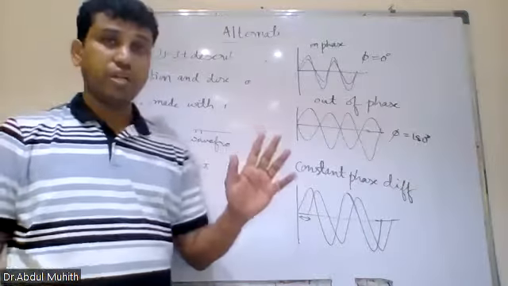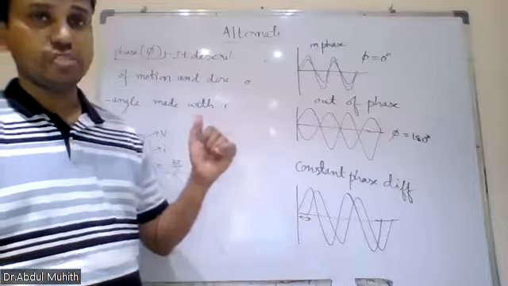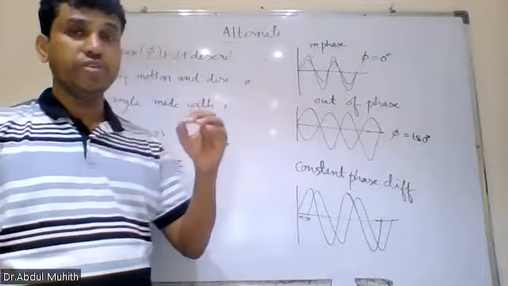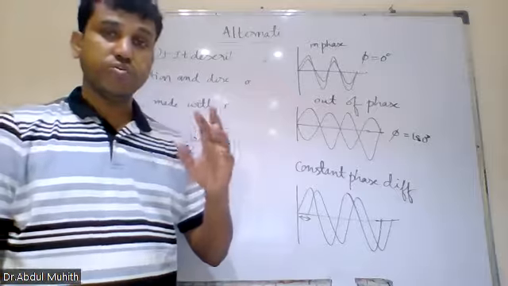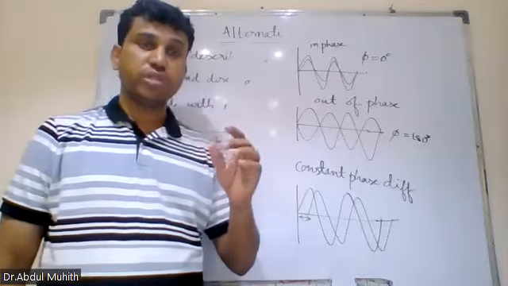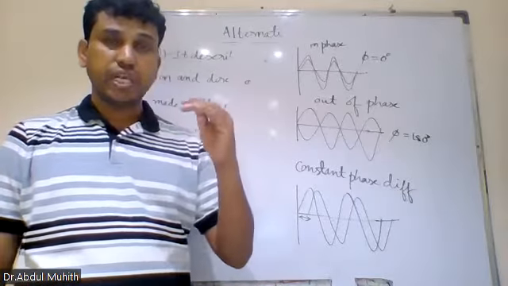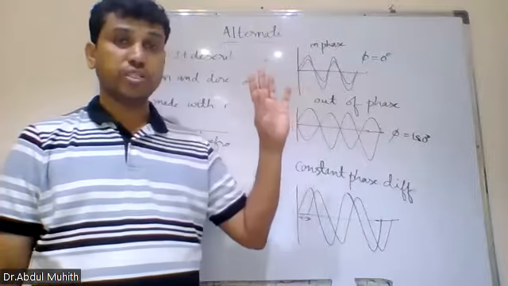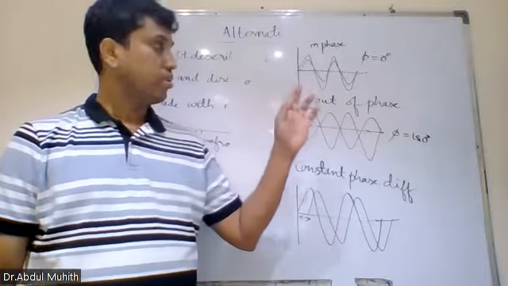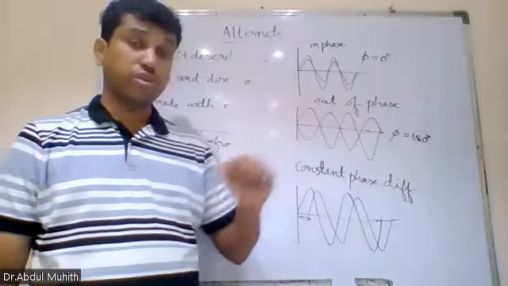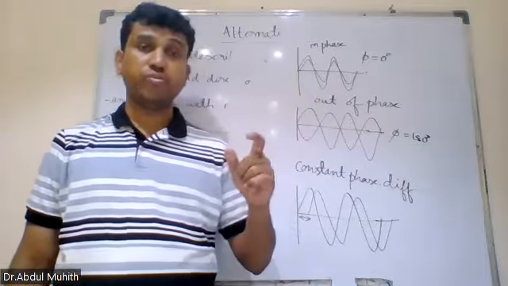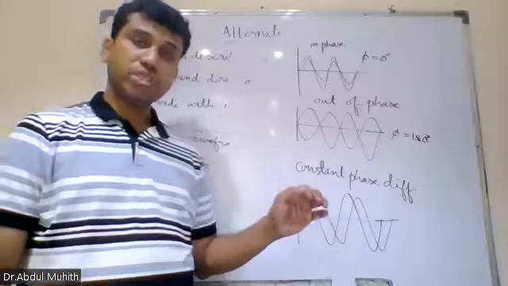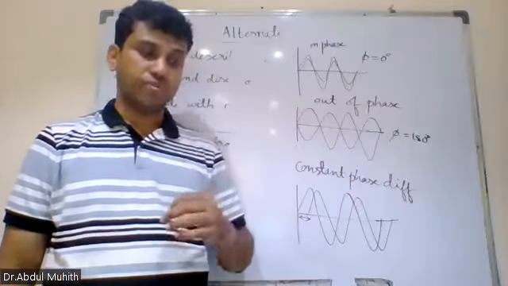So once again, quickly. What is phase? Phase describes the state of motion and direction of a particle. In phase means the angle between both the waves is 0 degrees. The example for this is soldiers marching at the parade. The second is out of phase. Out of phase means the angle between both the waves is 180 degrees. They are in opposite directions. Constant phase difference means leading or lagging of a wave.